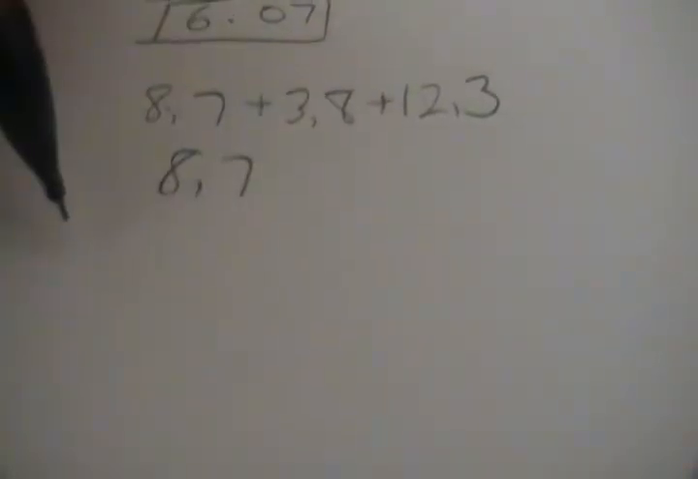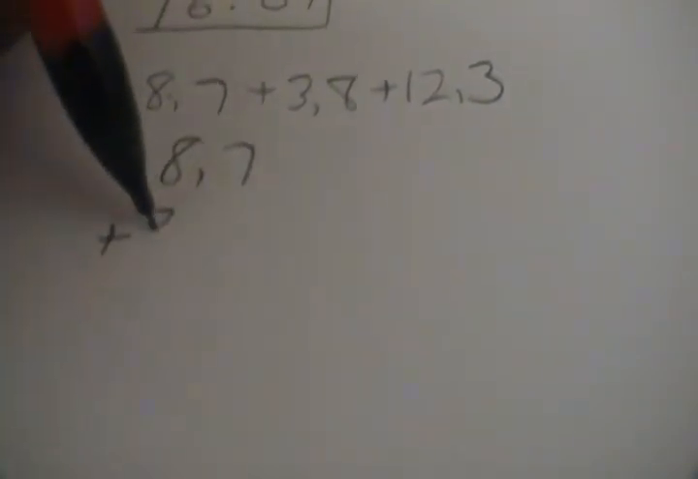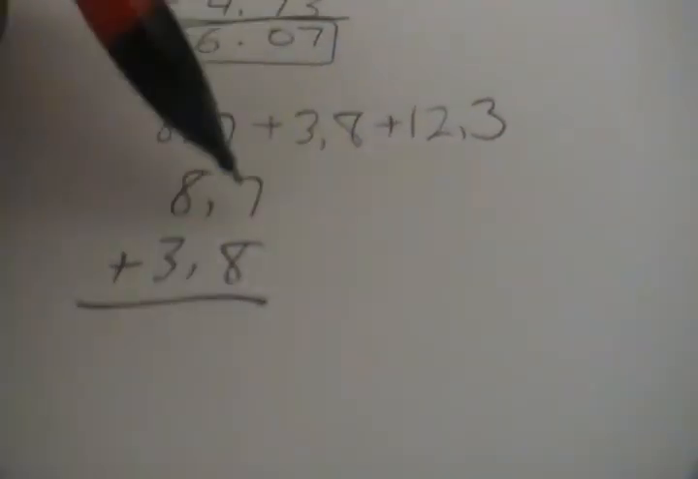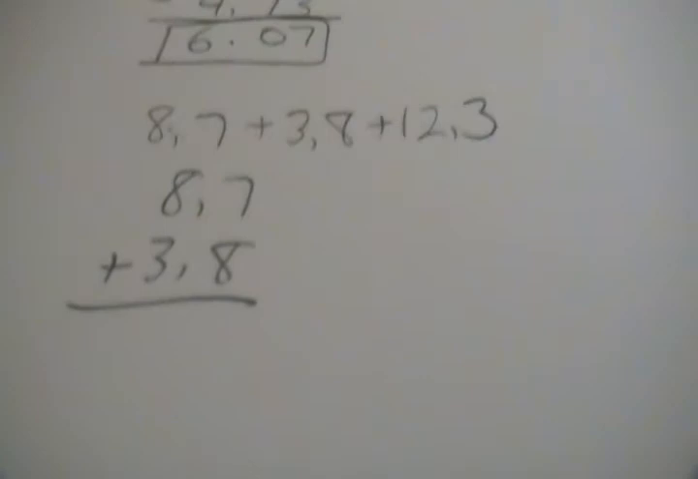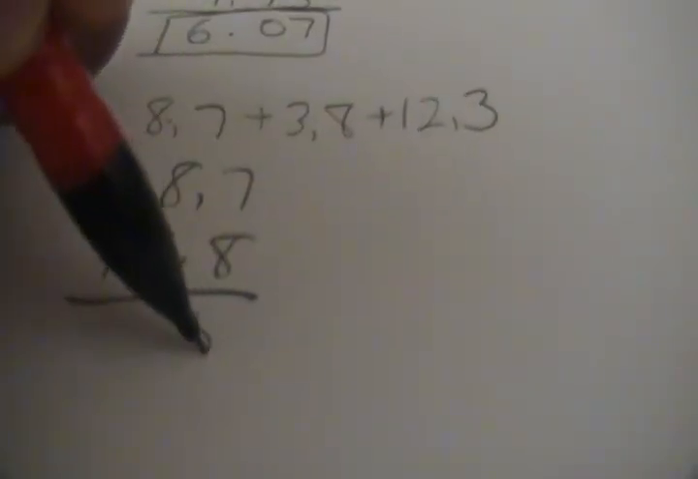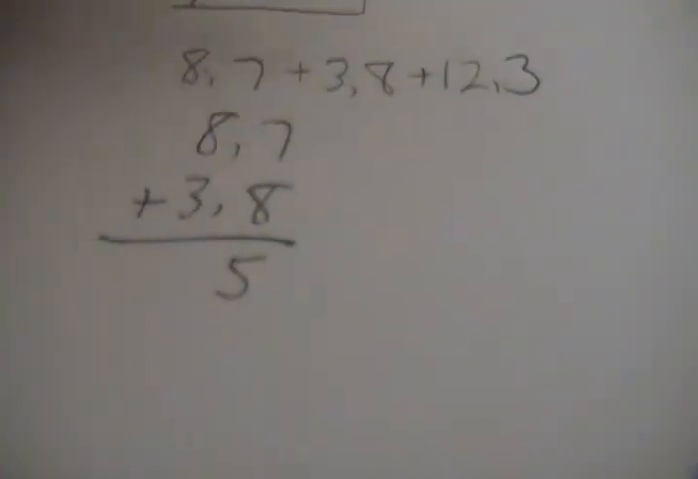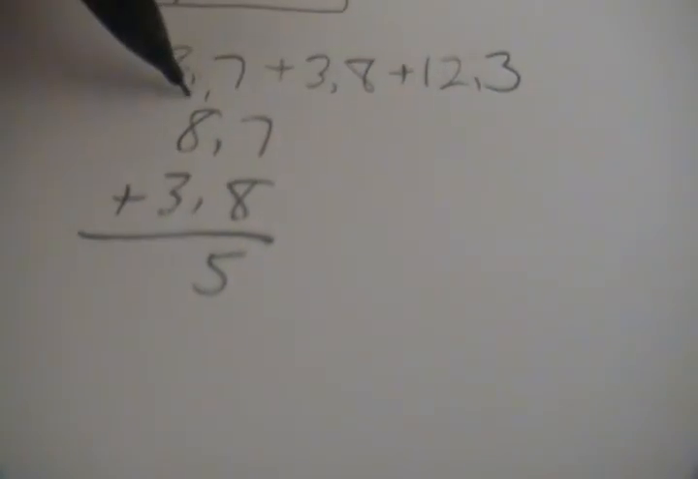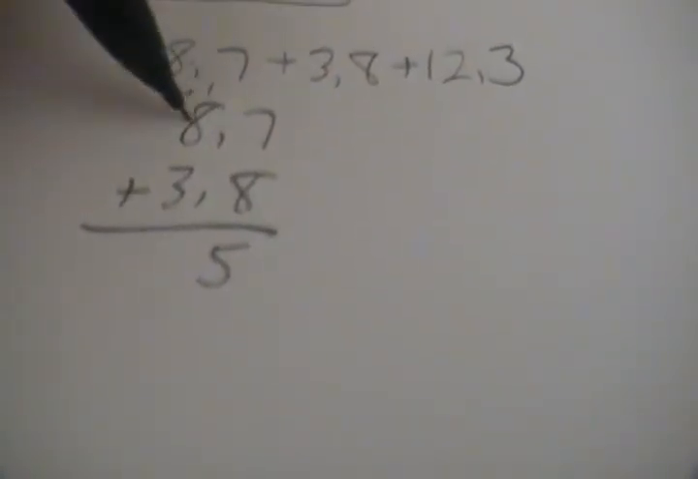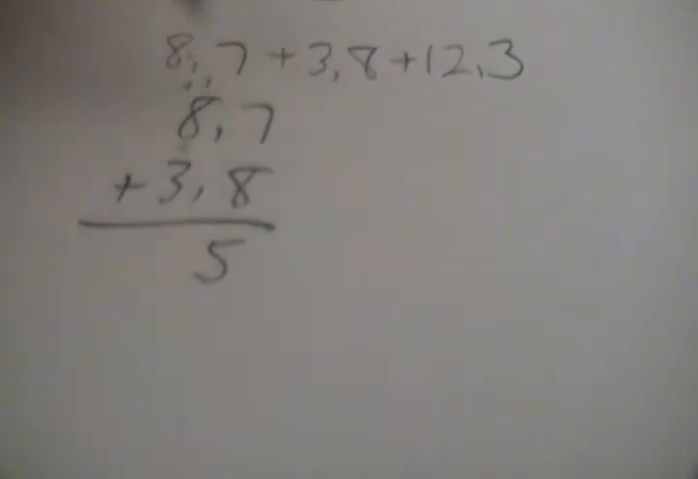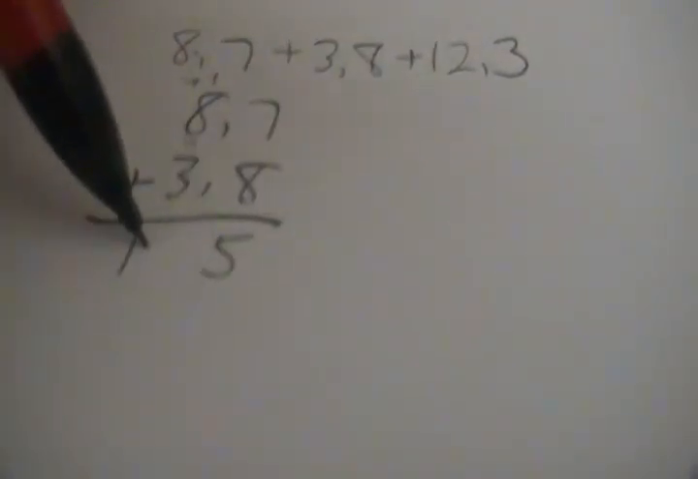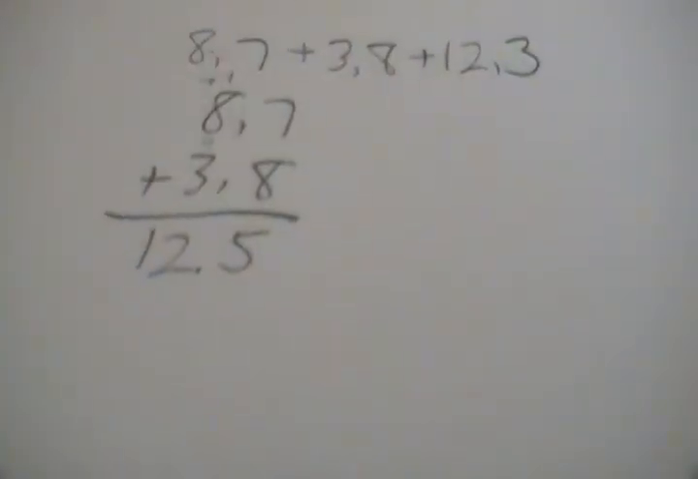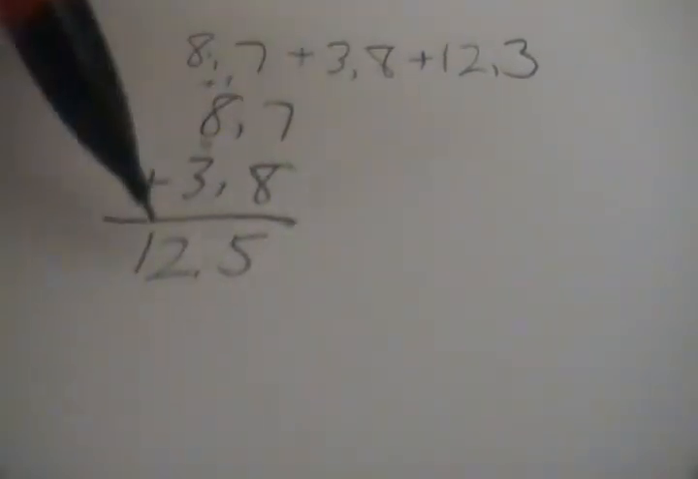So 8.7 plus 3.8. Okay, let's add them together. Alright, 7 plus 8 is equal to, what is that? 15, right? Alright, so we bring down the 5, and then the 1 from the 15, you add that to the 8, right? Plus 8. Alright, so 8 plus 1 is 9, then 9 plus 3 is 12. Right, and don't forget to put the decimal point after the 2. Alright, so we have 12.5.